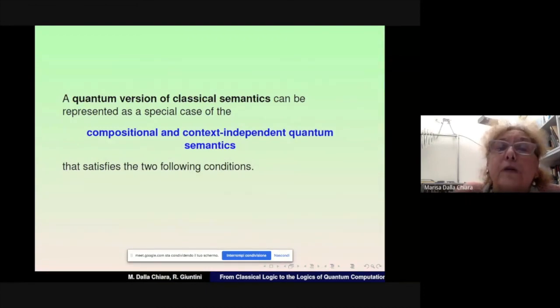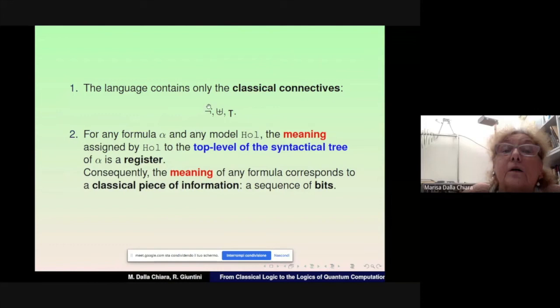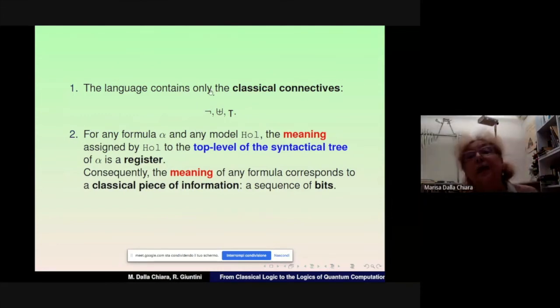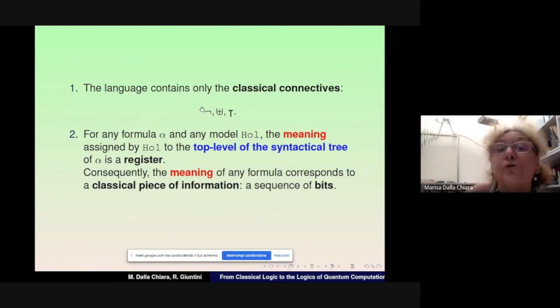A quantum version of classical semantics can now be represented as a special case of the compositional and context-independent quantum semantics that shall satisfy the two following conditions. First condition, the language shall contain only the classical connectives, so the negation, the exclusive disjunction, and the tautological connective. No Hadamard. Hadamard is only quantum, cannot exist in classical semantics.